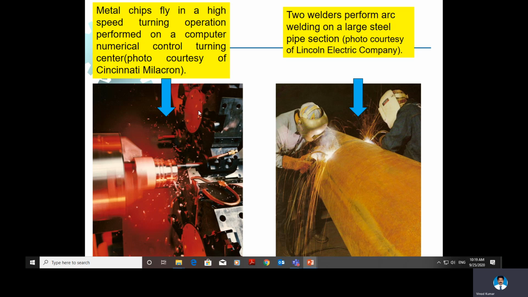So, on different manufacturing processes: this is a material removal process. You can see metal chips fly in a high-speed turning operation. This is a shaping process, a material removal process in a CNC turning center. And here you can see welders welding two pipes together. It's a metal joining process. So in manufacturing we mainly have shaping operations and metal joining operations.